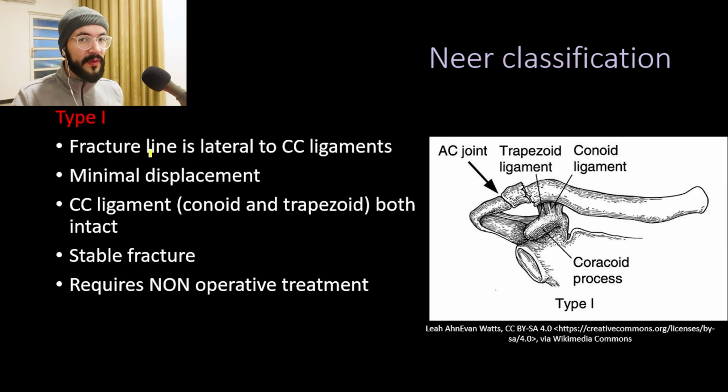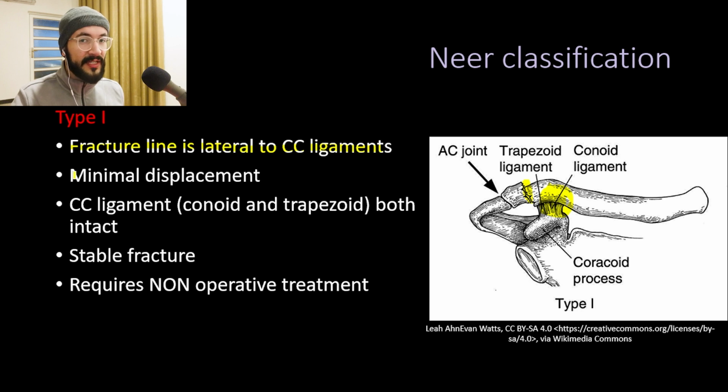Starting with type 1, type 1 is where the fracture line is lateral to the coracoclavicular ligaments. So here we have the coracoclavicular ligaments, and the fracture line is here, lateral to these ligaments.